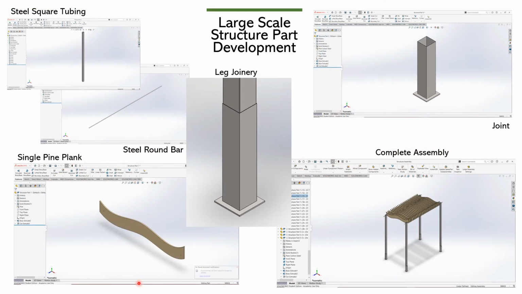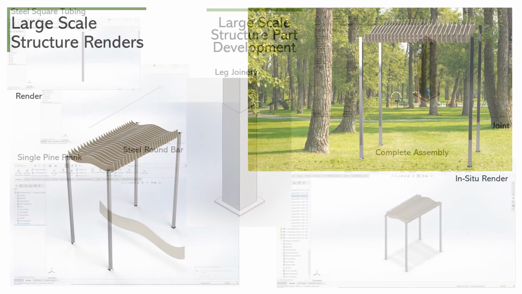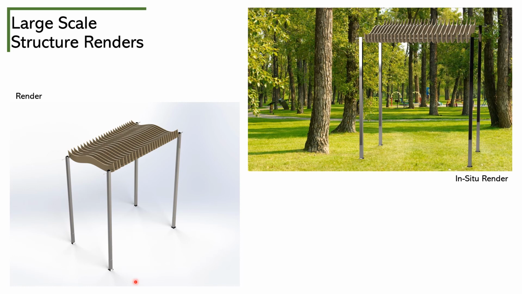And we move on to the large scale structure part development. This is the steel square tubing, which we used as the frame or legs. Then the joint where the legs go into, as seen over here. And a single pine plank that when multiple are used creates a shaded pergola type structure. This is the final render for the large scale structure renders of the pergola, and I placed the pergola into a more natural growing environment type area.